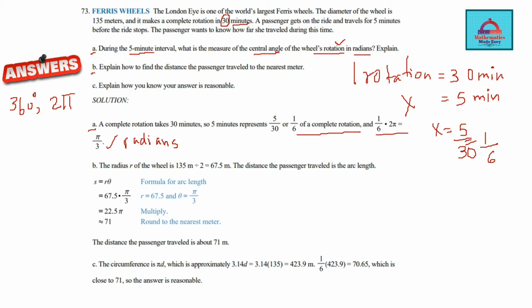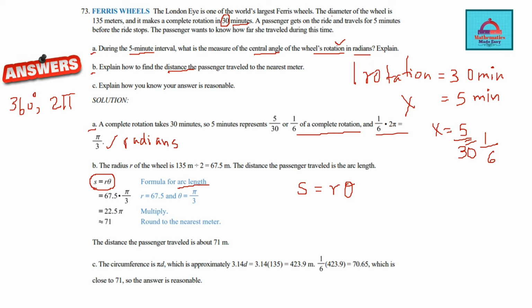Let's do part B. Explain how to find the distance the passenger traveled to the nearest meter. In part B, you need to find the distance, and because we are talking about circles and angles, we are going to find the arc length. The formula, I hope you remember, is S equal to R theta. R is the radius, theta is the angle. The angle you already found in part A, which is pi by 3 radians. Let's now find the radius.